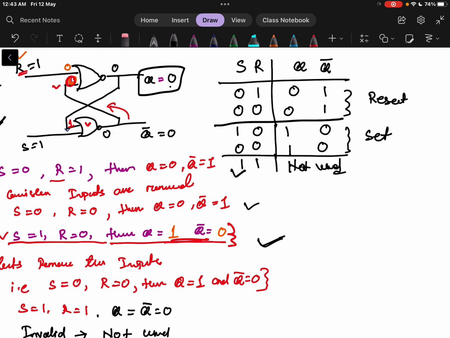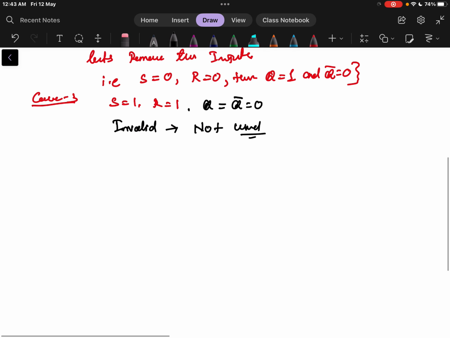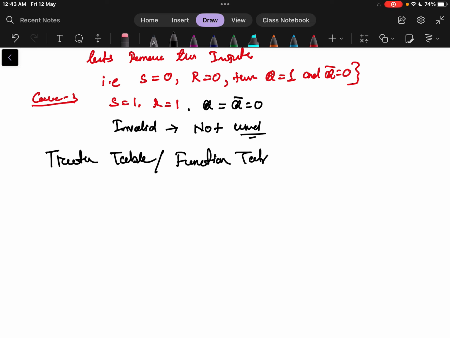Okay, fine. So the table is not written like this. So what is the actual truth table or the function table of a latch? Let us write. It is called a truth table, or in some places you will find it written as a function table as well. So what is this function table? For this we have to write S, R, Q and Q bar.